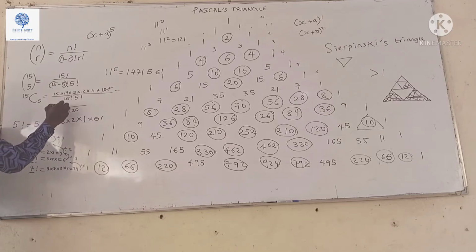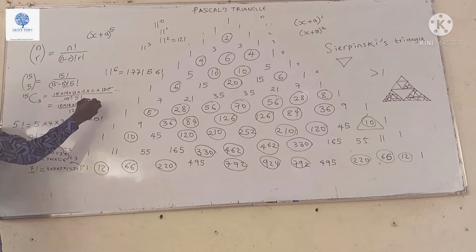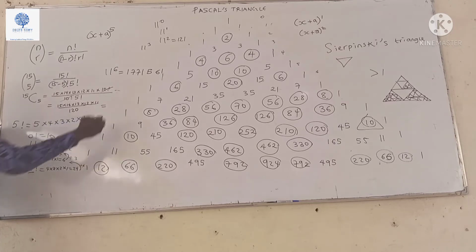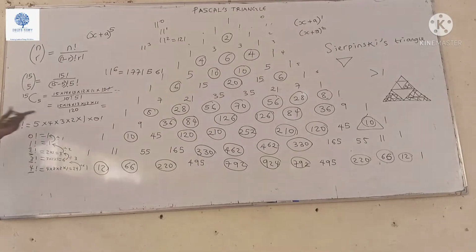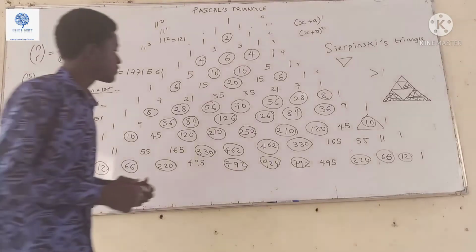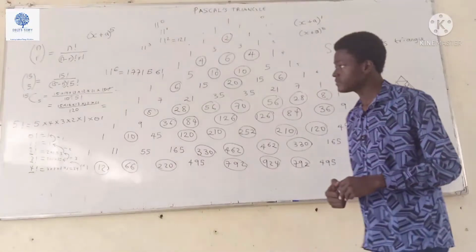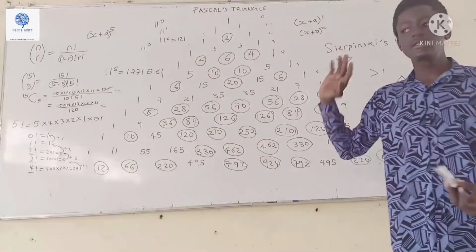So we have 15 times 14 times 13 times 12 times 11. Somebody with a calculator, please, what's your answer? Just check 15 times 14 times 13 times 12 times 11. What's your answer for that? I get, okay.